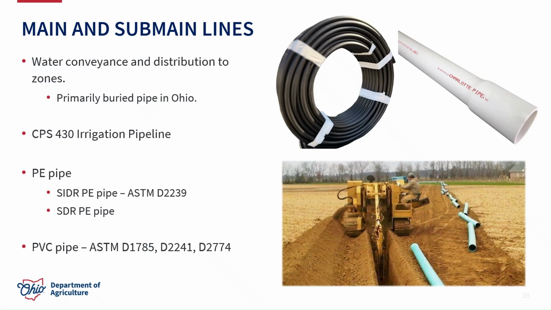In any EQIP contract, we're going to be utilizing and designing under Conservation Practice Standard 430, Irrigation Pipeline. Most commonly, we're going to see in the field polyethylene pipe used, such as this SIDR-PE pipe under ASTM D2239. We also may see situations where PVC pipe, such as Schedule 40 PVC, is utilized to distribute that water out into the field.